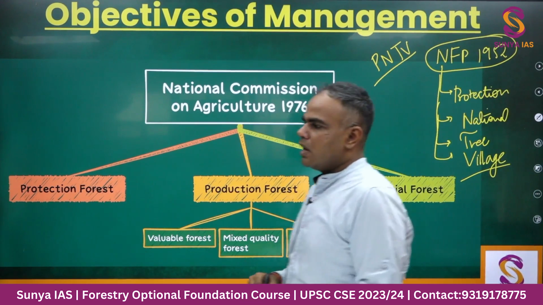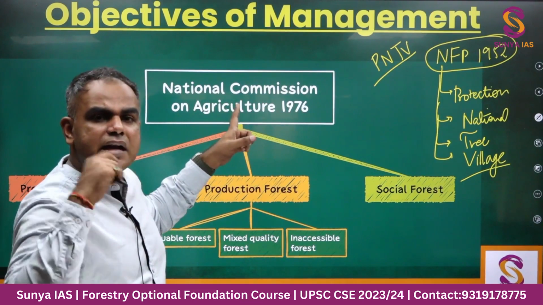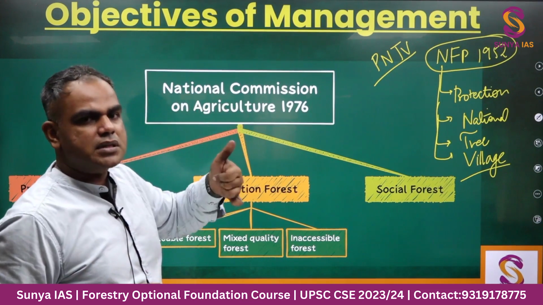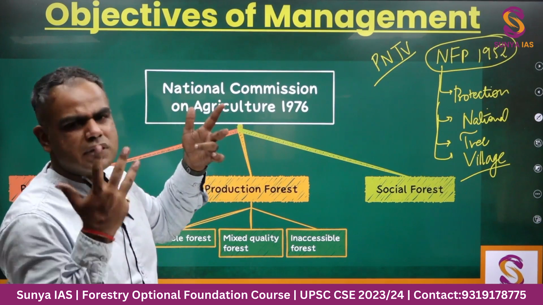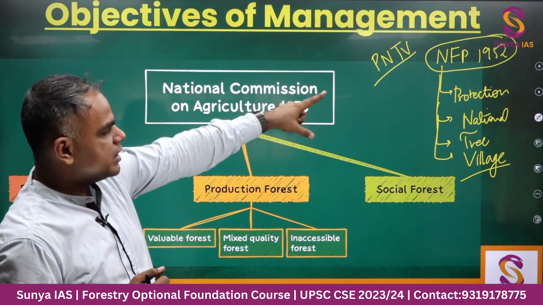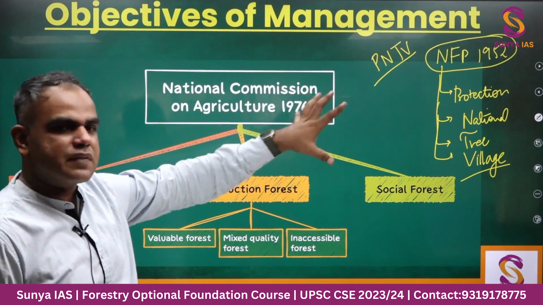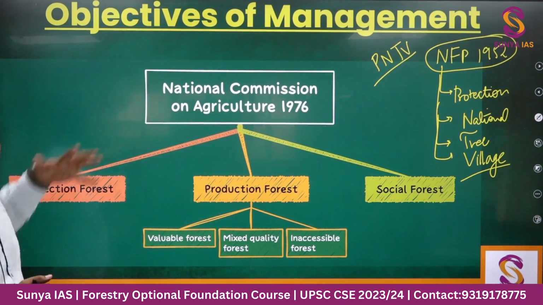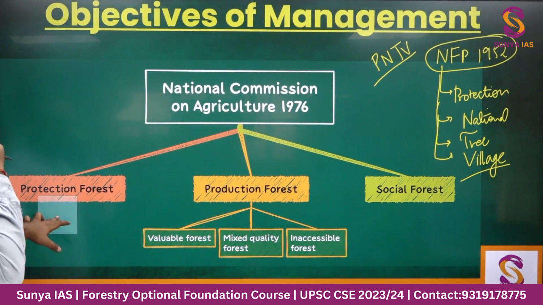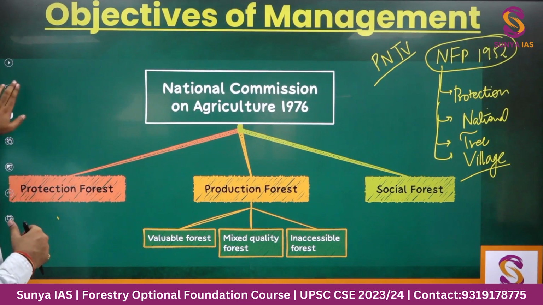Okay. And again, this is somehow similar to what we discussed in the Indian Forest Act of 1927, which talks about protected forests, reserved forest, and revenue/village forests, right? So PNTV is the National Forest Policy of 1952, which talks about again the objectives of management and how it classifies it. Already you have a National Commission on Agriculture, which talks about protection, production, and social forest. Fine. And don't worry if you think you are getting a lot of, let's say, content in one go.